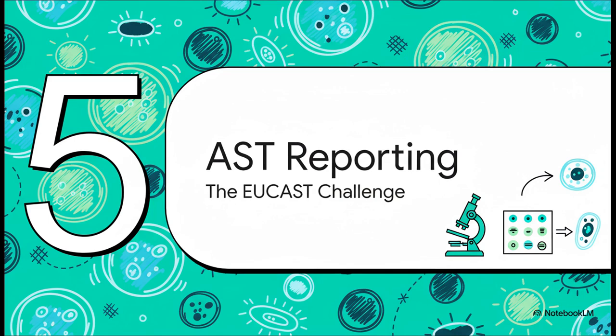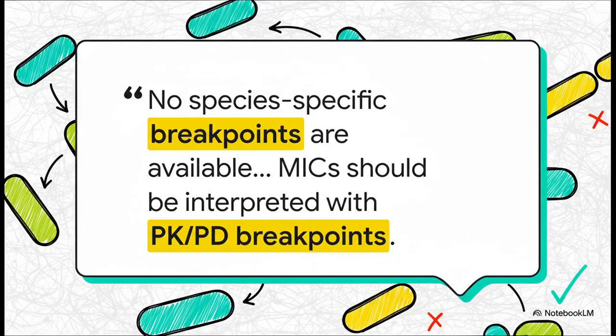So this brings us to a huge practical problem for us in the lab. How are you supposed to report susceptibility results when EUCAST doesn't give you any species-specific breakpoints? You can't just report the numbers and leave the clinical team hanging. The key here is to shift our mindset from just providing an S, I, or R to taking on a more consultative role. We should be reporting the actual MIC value and then adding a comment just like this one. It explains the situation clearly and recommends a consultation with an infectious disease specialist.